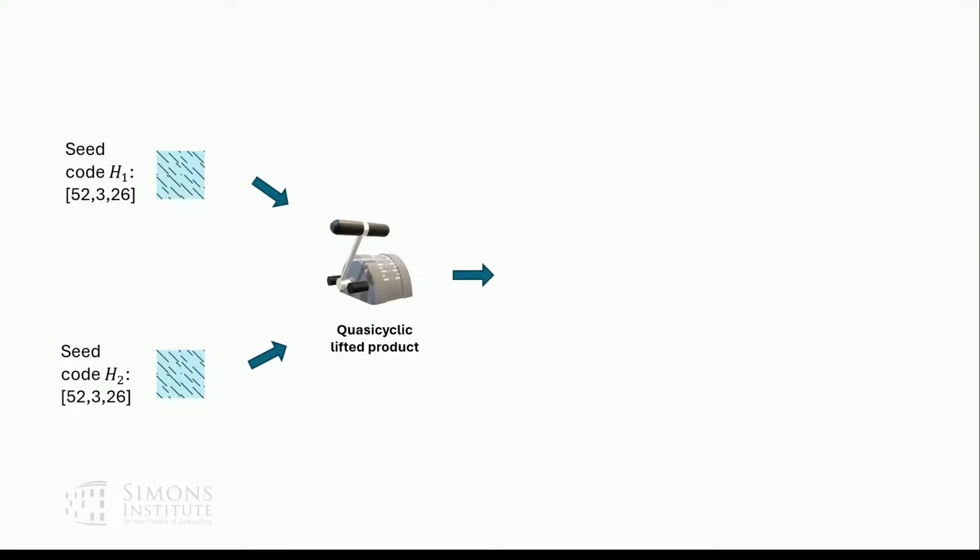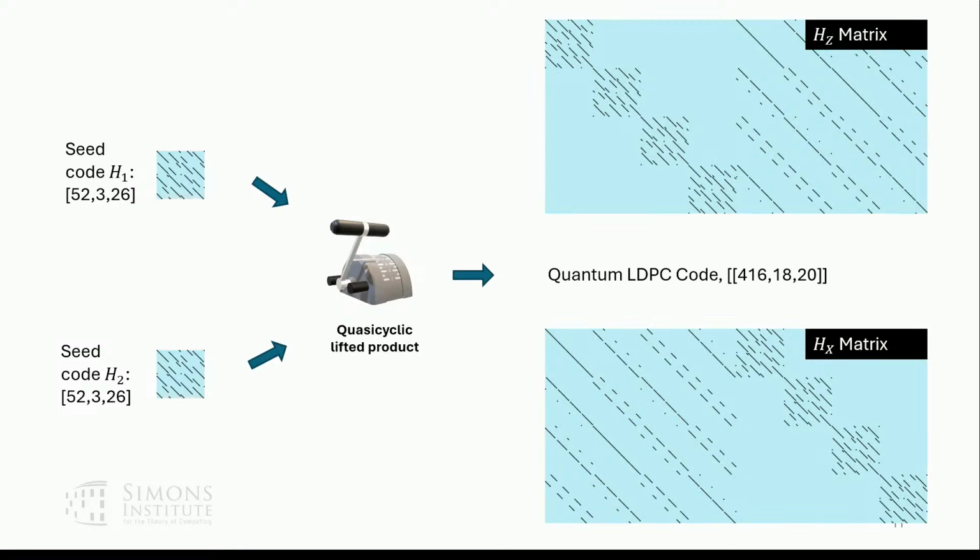So we can see that both of these parity check matrices, well, they're actually two copies of the same parity check matrix, but we can see it's sparse because the vast majority of the pixels are blue. Okay, and we can put it through a product construction to turn it into a CSS code, and this gives us two HX and HZ matrices that look like this. So this gives us a 416, 18, 20 code.